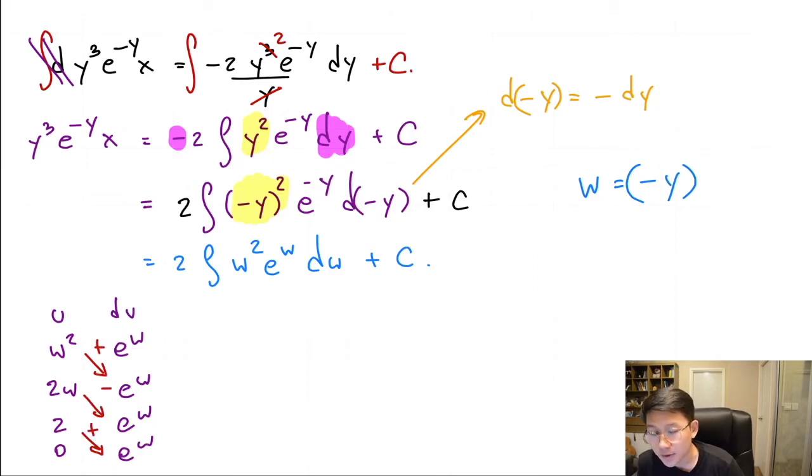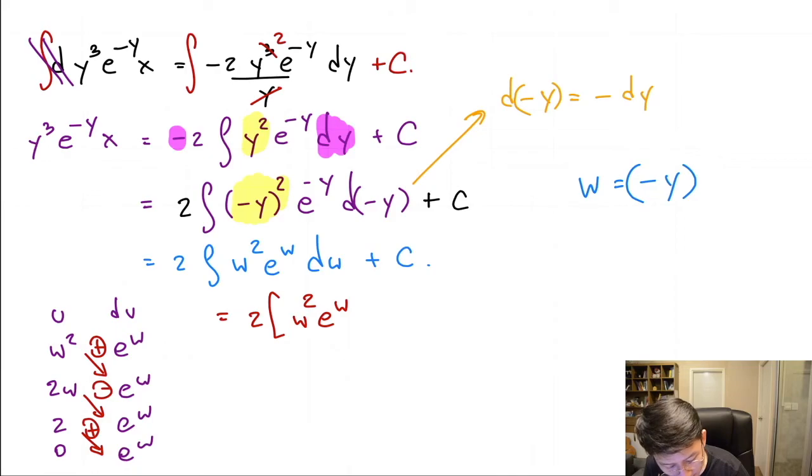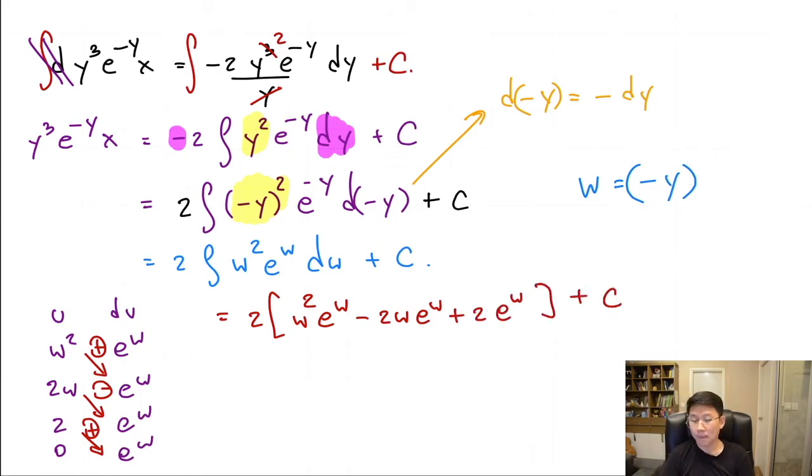So the integration would be w squared e to the w, this is plus, minus, plus, and then minus 2w e to the w plus 2 e to the w, and then plus c. And then if I pull 2 e to the w out, I get w squared minus 2w plus 2 plus c.